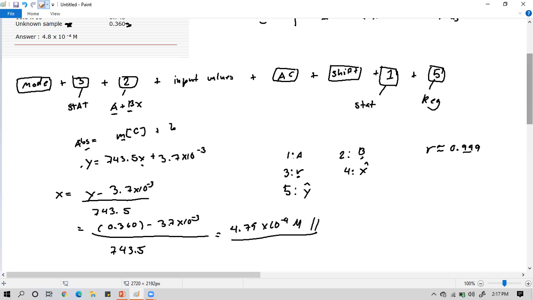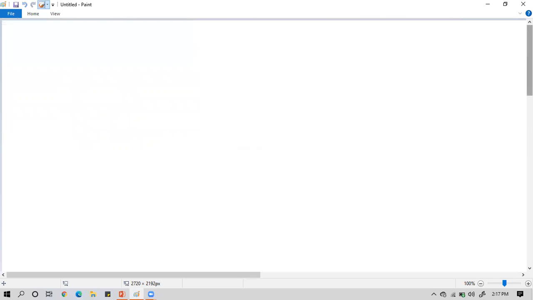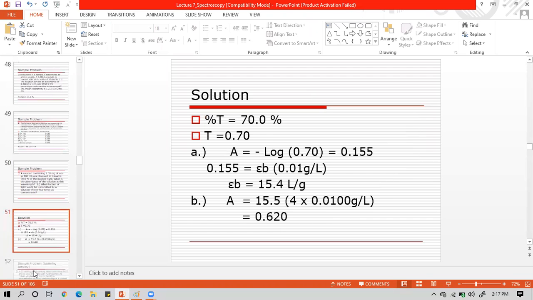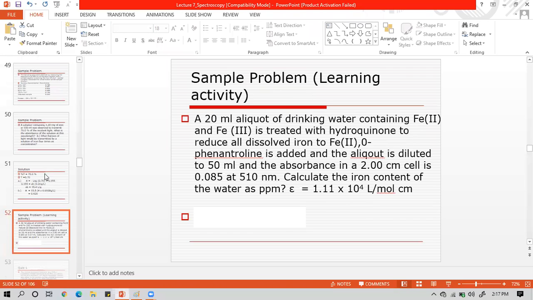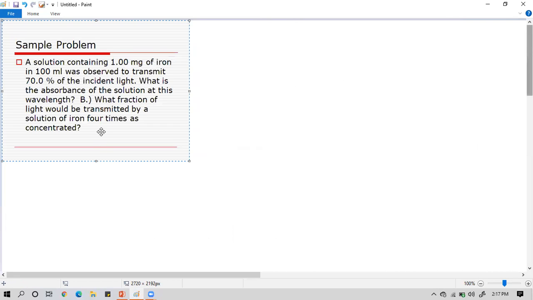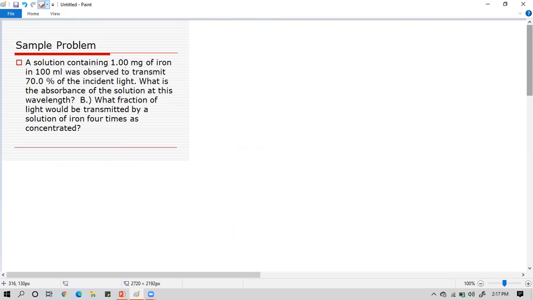So let's proceed to our next problem. Sample problem number 4. There are solutions given. A solution containing 1 milligram of iron in 100 ml was observed to transmit 70% of the incident light. So 70% of the incident light is transmitted. What is the absorbance of the solution at this wavelength?